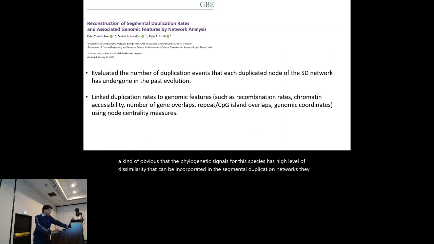From the same author, this paper describes how genomic features, for example chromatin accessibility and recombination rates, can influence the duplication rate incorporated in each node in the segmental duplication data. From here, we can hypothesize that the structural and topological properties of segmental duplication networks may have a relation with the evolutionary trajectory of a species.